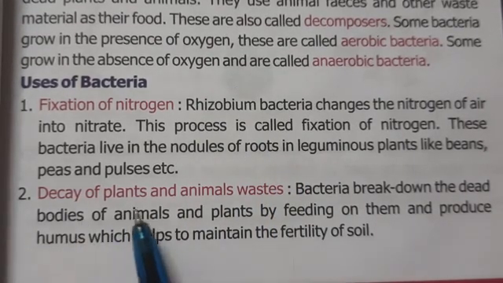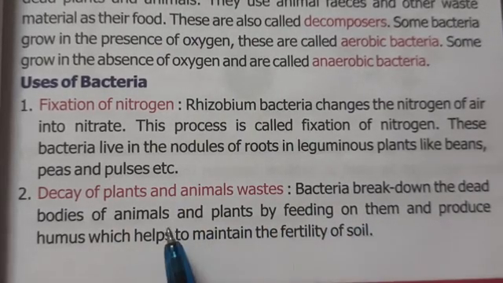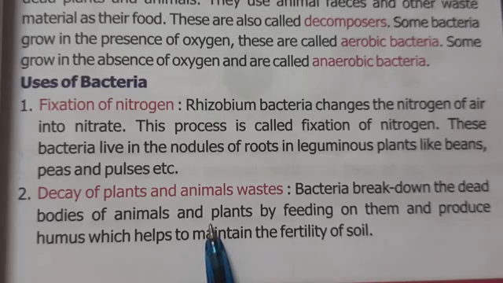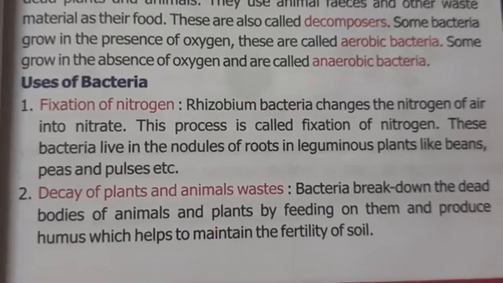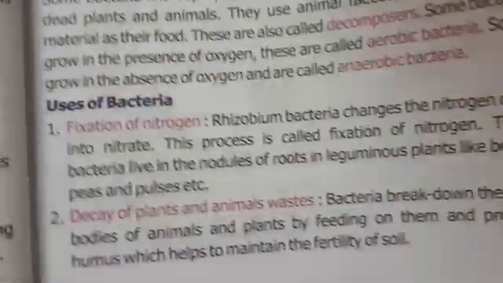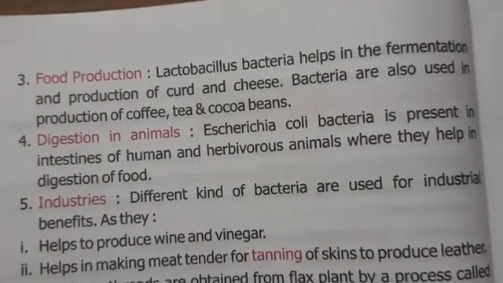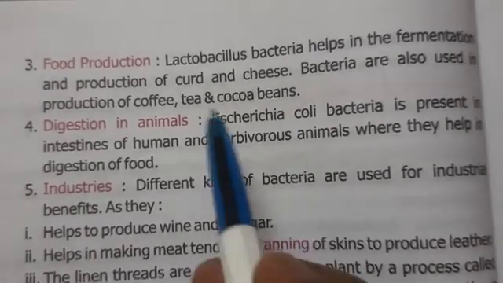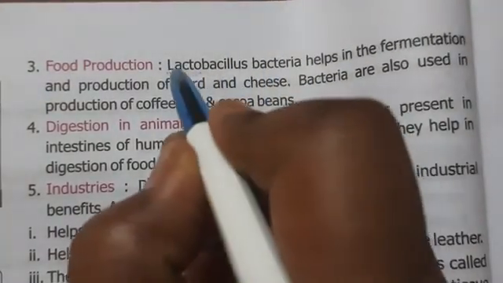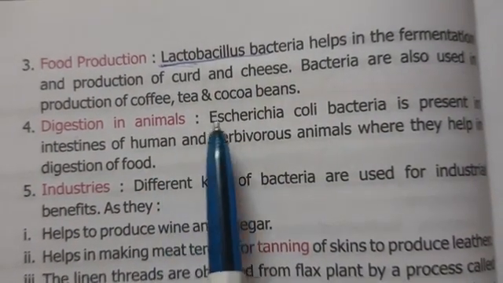Then, decay of plants and animal waste. The bacteria break down the dead bodies of plants and animals, and they produce humus, which helps to maintain the fertility of the soil. Then there are other bacteria which are used in food production. Like just now I told you, for the production of curd. When you are making curd from milk, which bacteria is that? It is lactobacillus. Lactobacillus bacteria helps in the fermentation and production of curd and cheese.